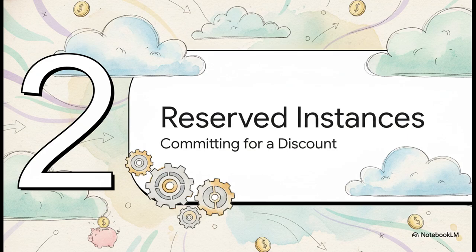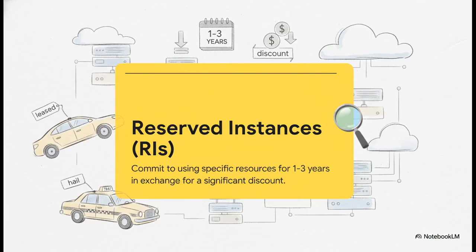Okay, so what if your work is predictable? What if you have stuff that's always on? Well, that's where reserved instances, or RIs, come into the picture. This is all about committing to your usage to get a big discount. The deal is pretty straightforward. You promise to use a specific type of resource for a 1 or 3 year term. In exchange for that promise, you get a really significant discount.